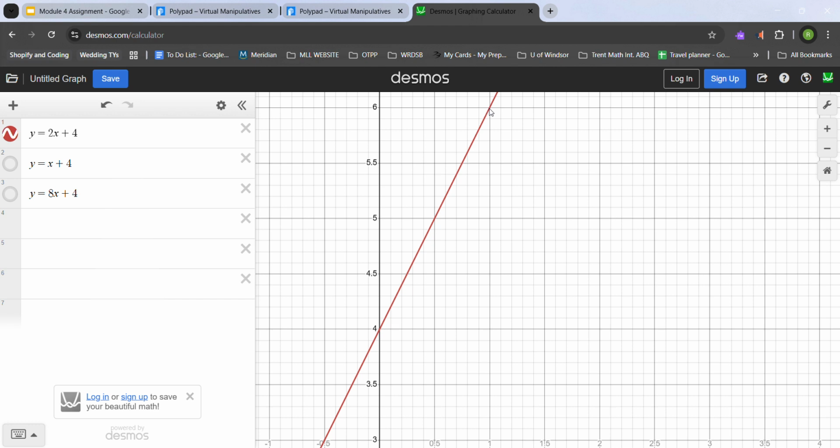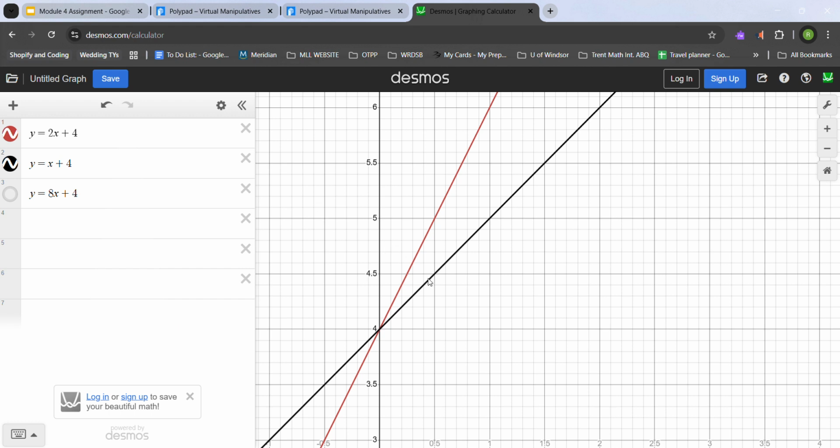Now, with different relationships, with problems that aren't this one, you'll see different things. So in this case, we start at 4, but the slope of our line, or our rate of change, is different. If we look, we rise to 5 and we run to 1. So this rate of change would be just a 1.